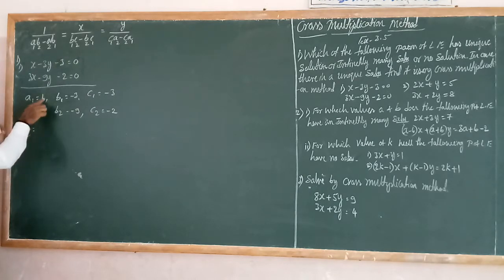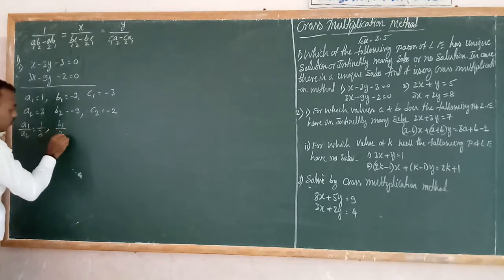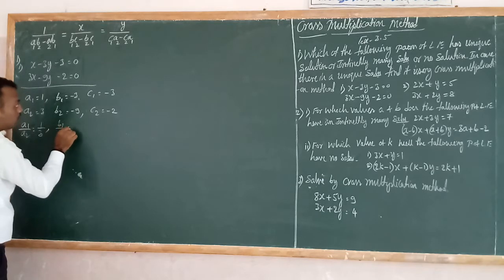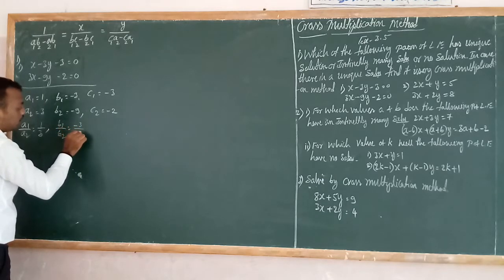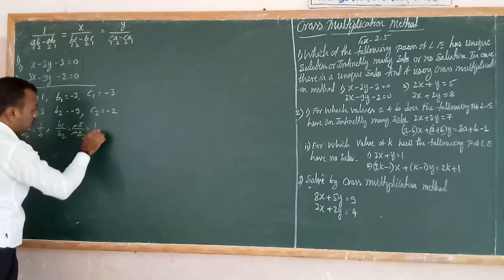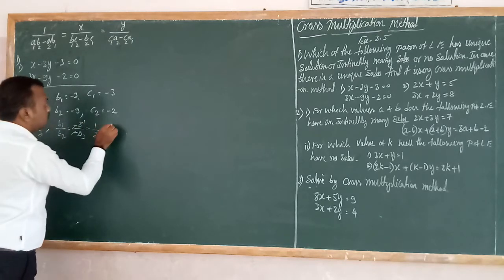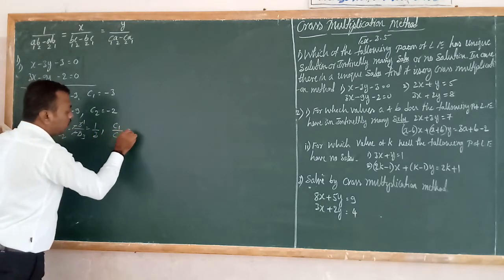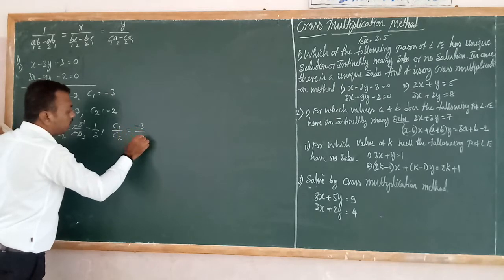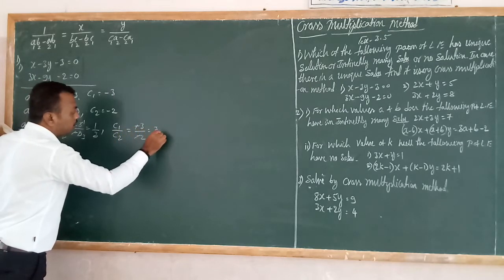a1 by a2, what is that? 1 by 3, correct? And b1 by b2 is equal to minus 3 by minus 9. So minus gets cancelled, 3 1s are 3, 3 3s are 9, therefore 1 by 3. Okay, next c1 by c2 is equal to minus 3 by minus 2, minus minus gets cancelled, equal to 3 by 2.